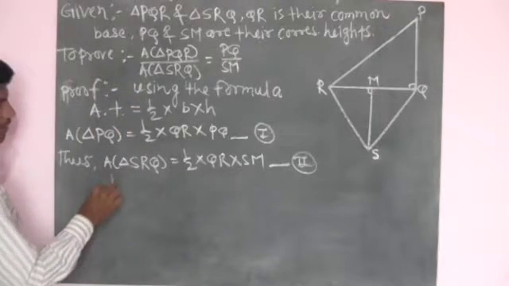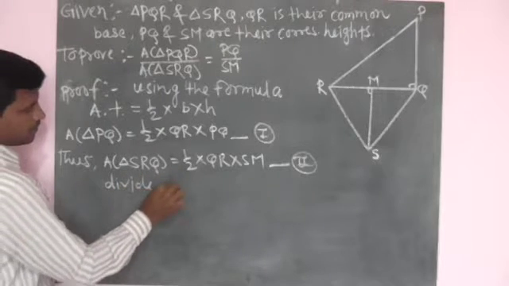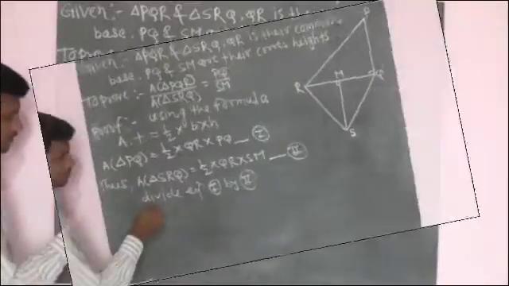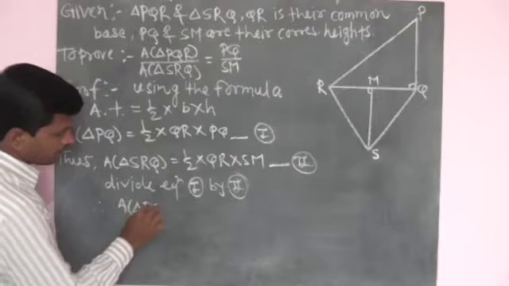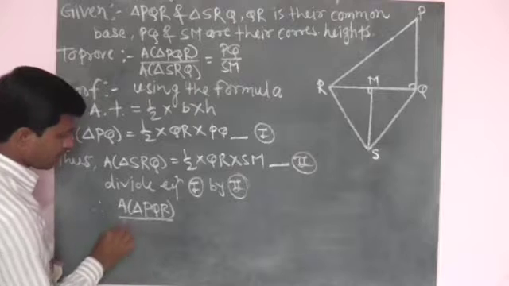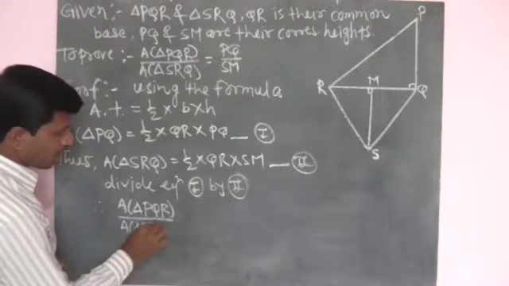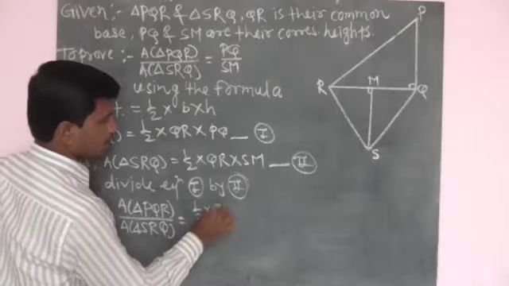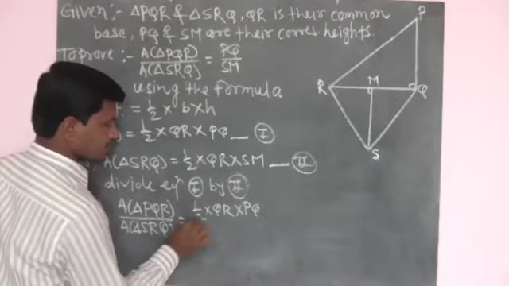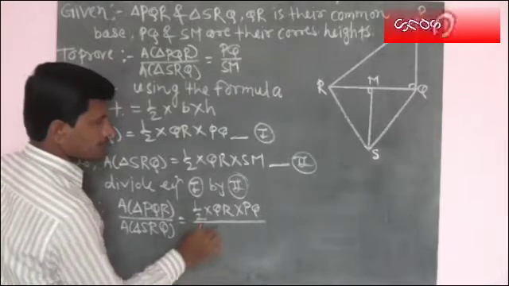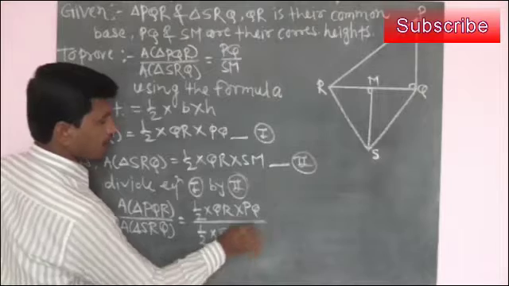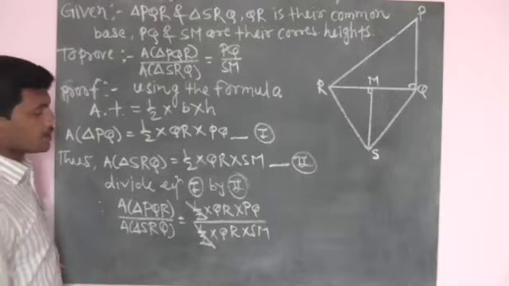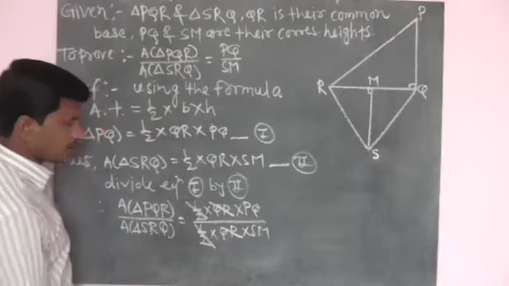And now divide equation 1 by 2. We get area of triangle PQR divided by area of triangle SRQ is equal to 1 upon 2 into base QR into height PQ, divided by 1 upon 2 into base QR into height SM. 1 upon 2 and 1 upon 2 are common, therefore these are cancelled. Similarly, QR is the common base, also cancelled.